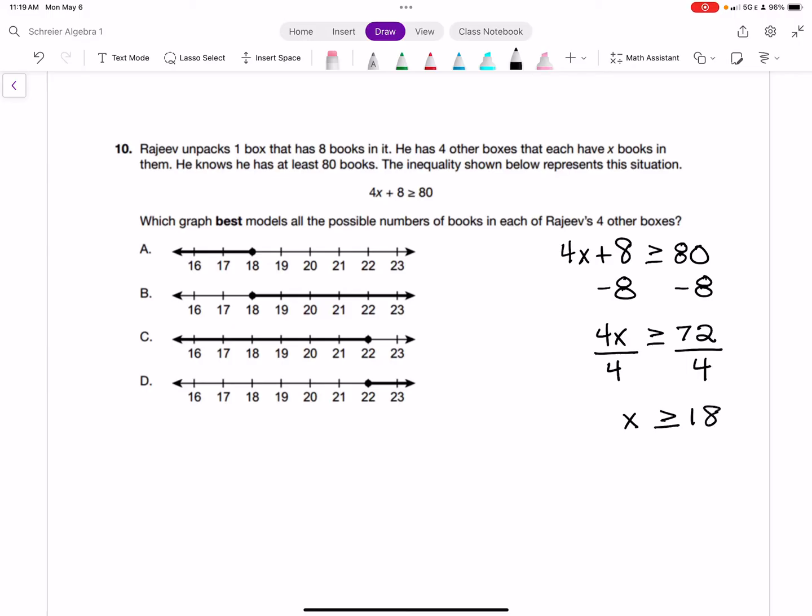Now, before we look at our answer choices, let's just draw the graph. So 18 is the number we're looking for on the number line, and since this has a line underneath, we would put a closed dot, and we're going to shade the way this is pointing, so we would be shading in this direction. So that looks like answer choice B.